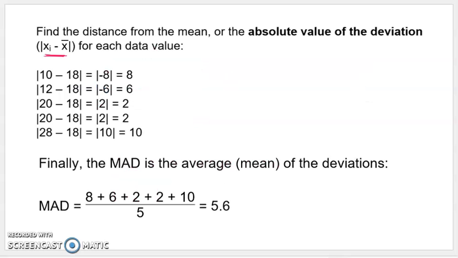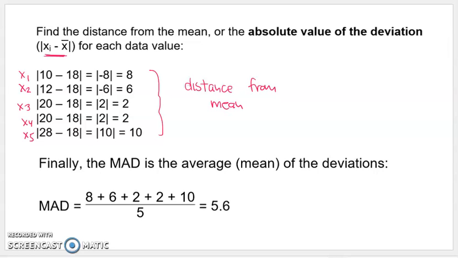So to do that for each data value, I've done this here below. I've taken each data value, the first one being 10. This is for x1: 10 minus the mean, that's negative 8. Take the absolute value, that's 8. Then 12 minus 18, and so on for x2, x3, x4, and x5. And these values over here are the distances, the absolute value of the deviation. Remember, distance is a positive number. It has to be a positive number. So these are the absolute values of the deviations, or the distances from the mean for each data value.